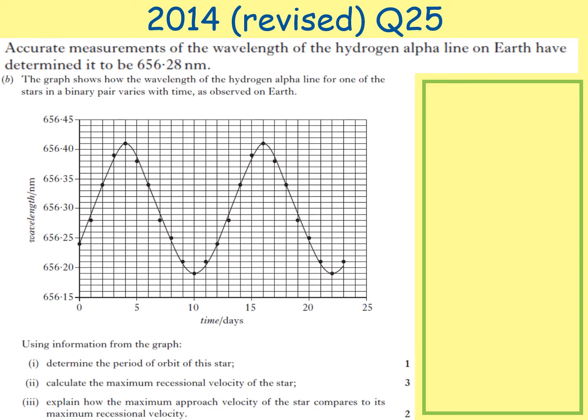Using the information from the graph: 1. Determine the period of orbit of this star. 2. Calculate the maximum recessional velocity of the star. And 3. Explain how the maximum approach velocity of the star compares to its maximum recessional velocity.